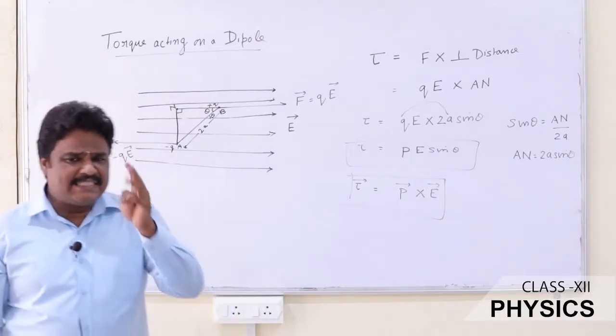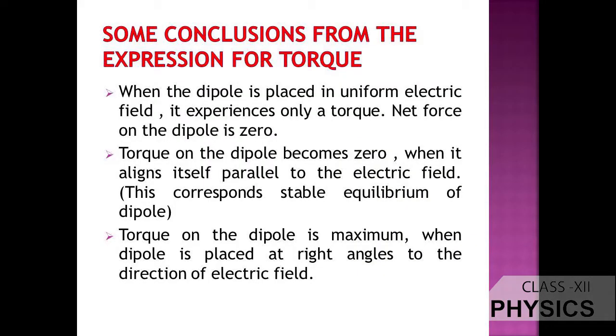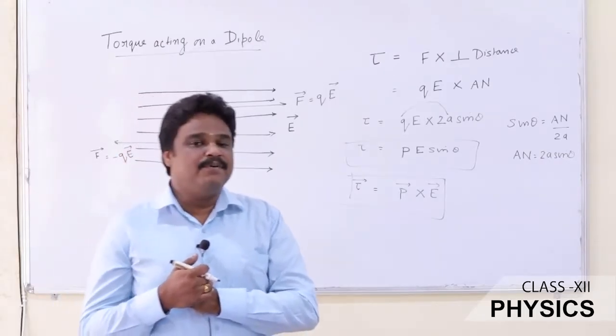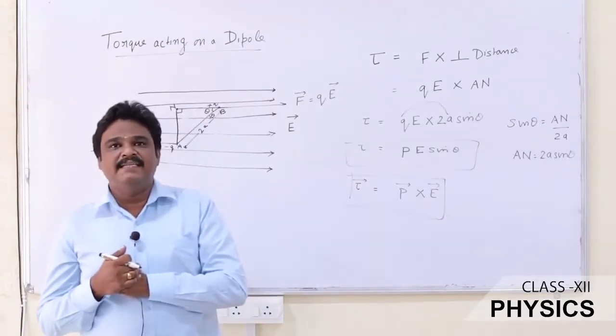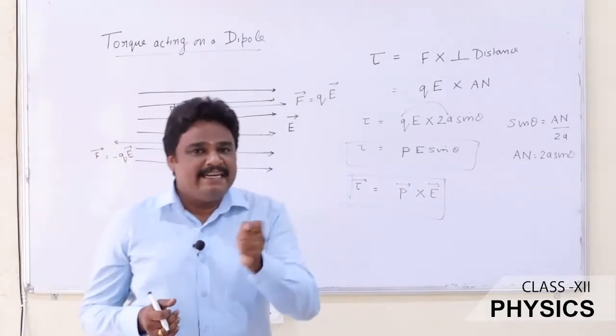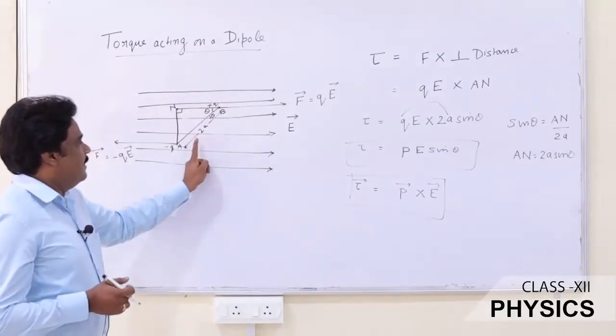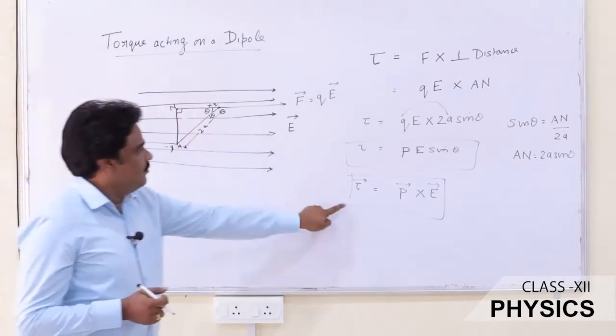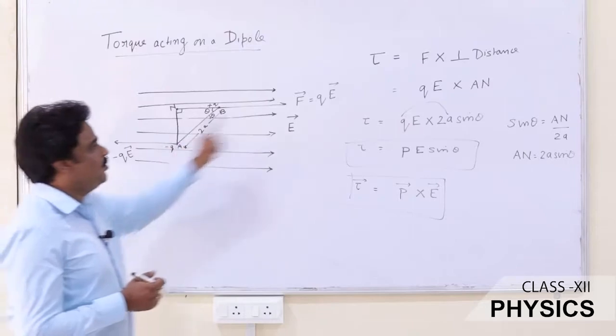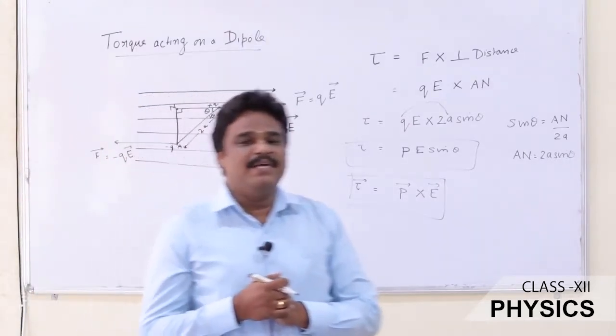Now I am going to discuss the conclusions of this expression. What are the important conclusions that we can draw from it? The very first: when a dipole is placed in a uniform electric field, it experiences only a torque. The net force on the dipole is 0. Once again, it's a very important conclusion. The dipole only experiences a torque, whereas the net force, as you can see, minus QE and plus QE, is 0.